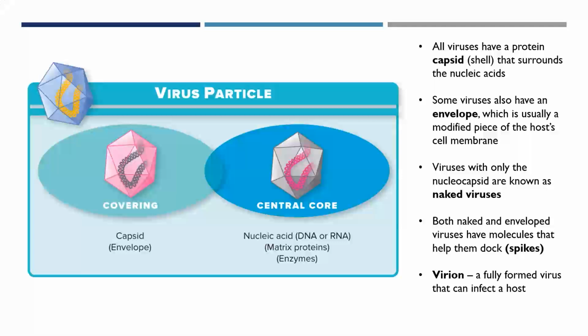Both naked and enveloped viruses will need something to help them dock with their host cell, and those are known as spikes. So you'll often see a very geometric shape with capsid with little spiky bits coming off. That would be what they would use to dock to the receptors on the cell membrane of their host. A virion is a fully formed virus that's ready to go and infect their host.